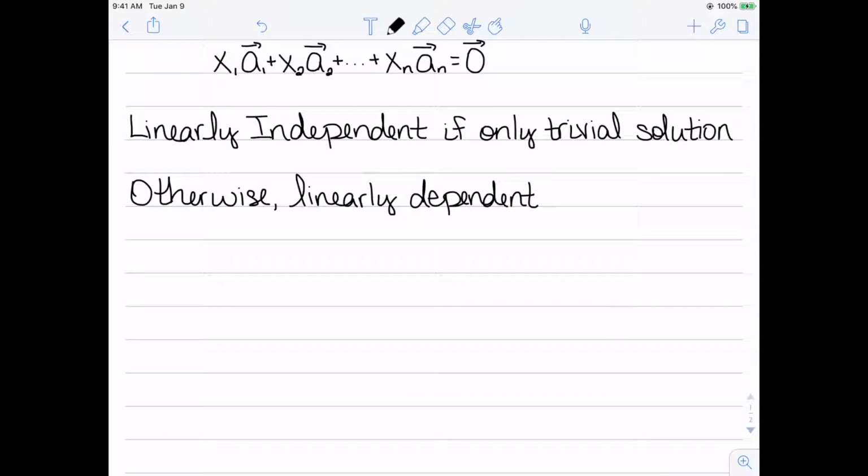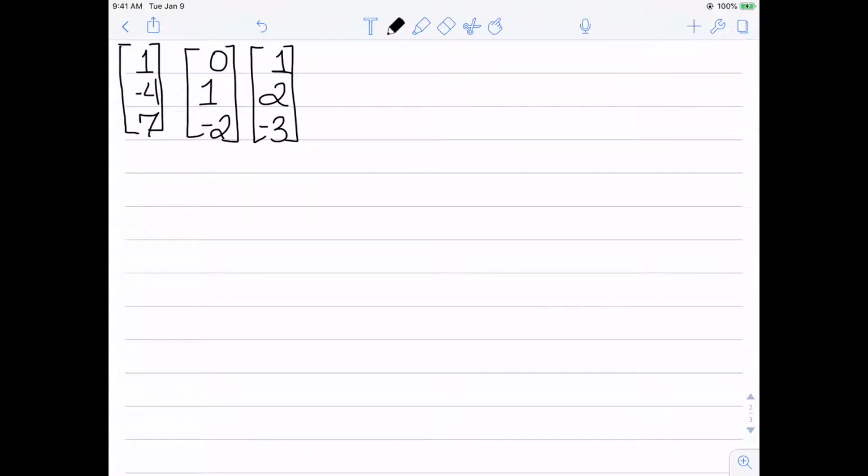So let's look at some examples. Here are 3 vectors, and I want to know if they're linearly independent or linearly dependent. So essentially, I need to put them in a matrix and row reduce. Since we are specifically looking to see if this is equal to 0, our last augmented column will just be all zeros, so I'll ignore this the same way we did with homogeneous systems. So here's my matrix. I need to row reduce it and see if I have only the trivial solution or if I have infinitely many solutions.